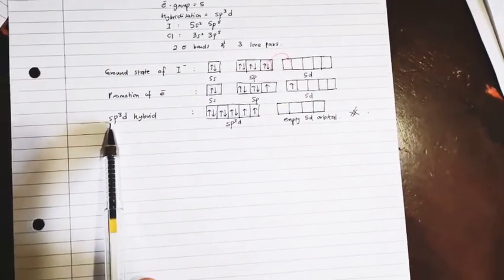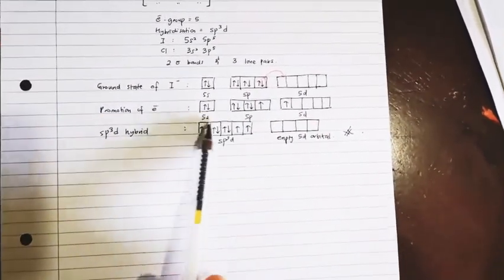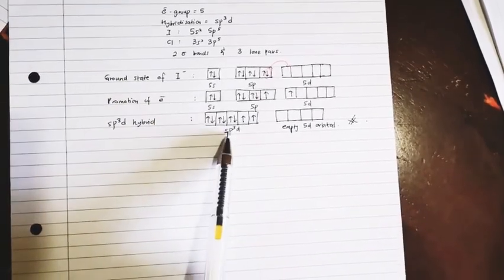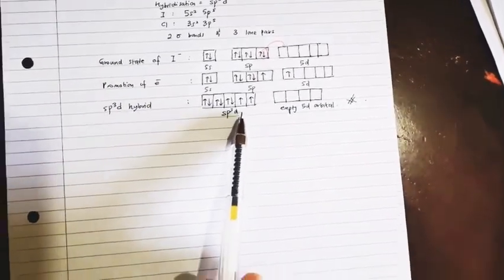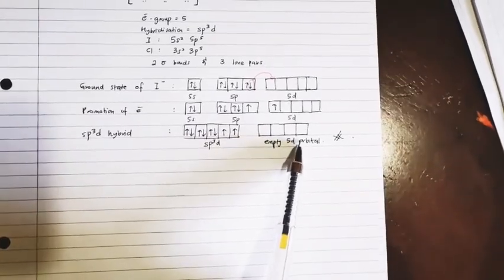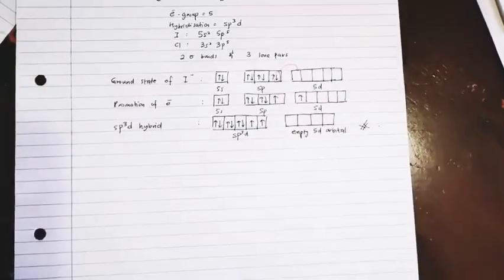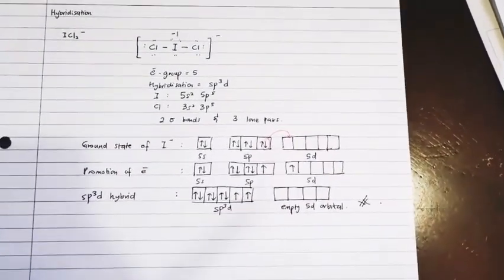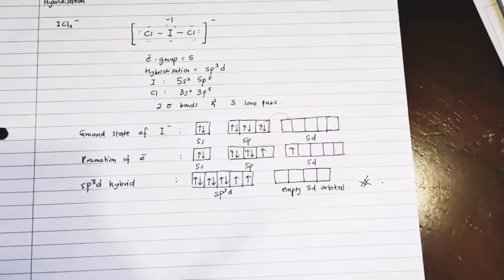And last step is sp3d hybrid. We mix s, 3 p orbitals and 1 d orbital and leave the empty 5d orbitals like this. Okay, so that settles the hybridization process of our ICl2 minus.